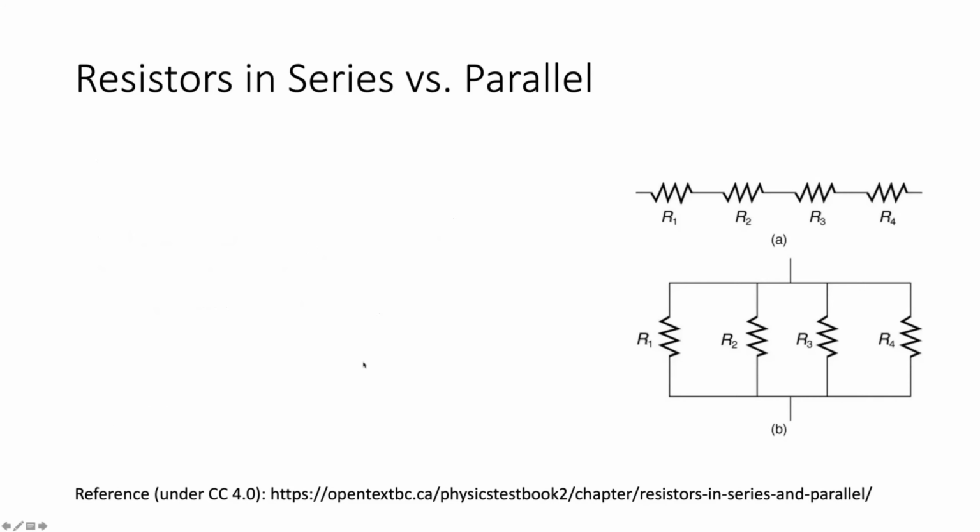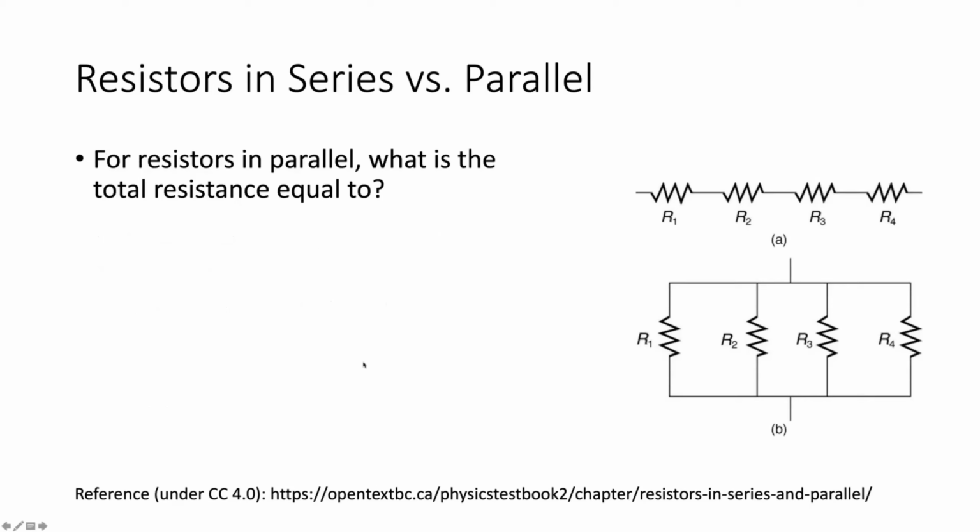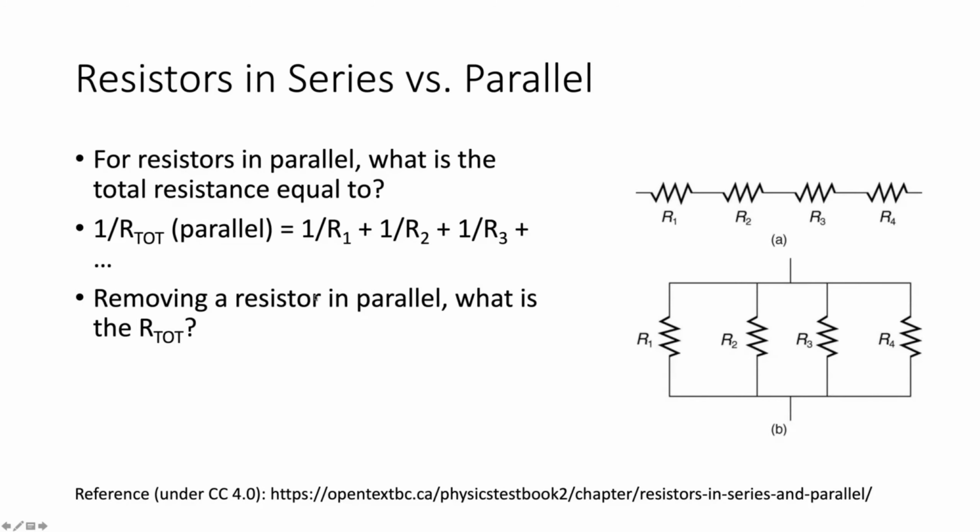That's pretty straightforward. Hadra, for resistors in parallel, what's the total resistance equal to? For parallel, it's 1 over total resistance equals 1 over R1 plus 1 over R2 plus 1 over R3. Boom, great. Based on that equation, if I removed a resistor in parallel, what would the total resistance be? That would increase the total resistance.